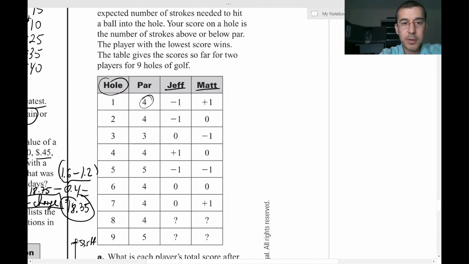So Jeff is better in the first hole. He's doing -1, so he actually used 3 hits to put the ball in the hole. So Jeff is better than Matt. Matt used 5, +1, so 5 hits to put the ball in the hole. That's for the first hole, and so on. So let's see the questions.